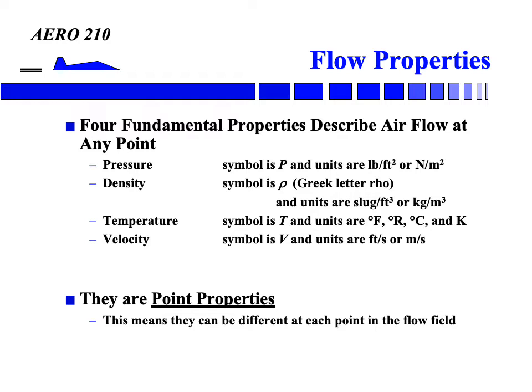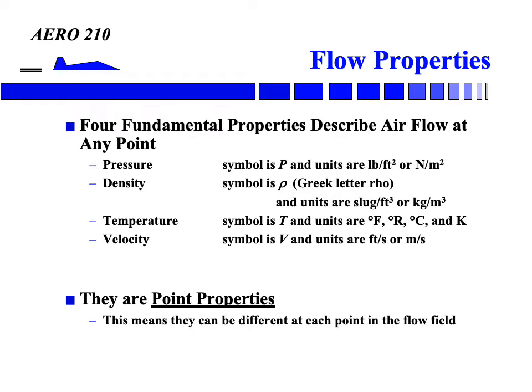So air is described by four fundamental properties. These are point properties, which means they can be different at each point in a flow field. The properties are pressure, density, temperature, and velocity. For pressure, the symbol is a capital P, and the units are pounds per square foot or newtons per square meter. Newtons per square meter, we know, is also given the name pascals. And pressure has the dimensions of force per unit area.